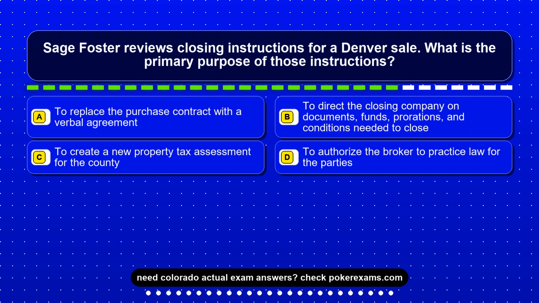Question 15. Sage Foster reviews closing instructions for a Denver sale. What is the primary purpose of those instructions? Option A. To replace the purchase contract with a verbal agreement. Option B. To direct the closing company on documents, funds, preparations, and conditions needed to close. Option C. To create a new property tax assessment for the county. Option D. To authorize the broker to practice law for the parties.